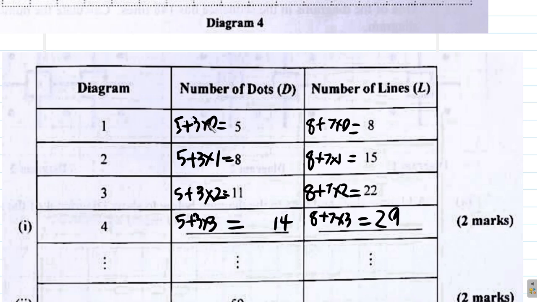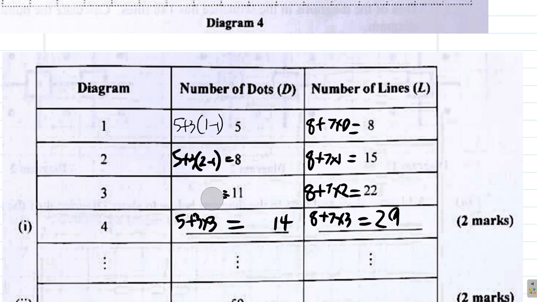Diagram 1, you say times 0. So what you could do is put the diagram number in there and say this is 5 plus 3 times 1 minus 1. So let's do that. 5 plus 3 times 1 minus 1. This is 5 plus 3 times 2 minus 1, which gives you 8.